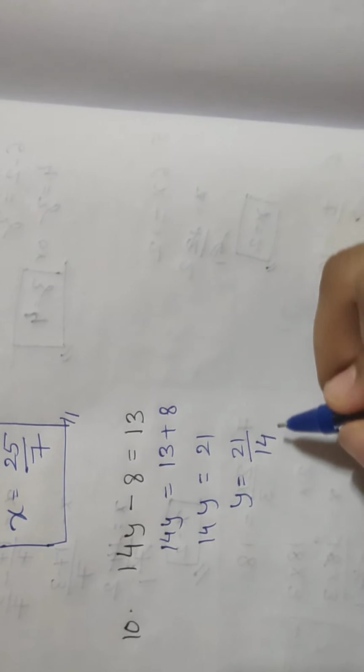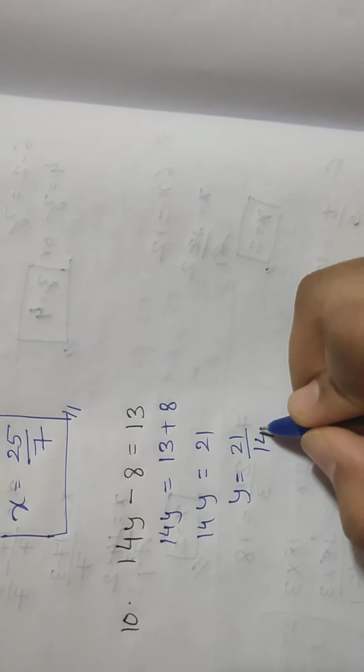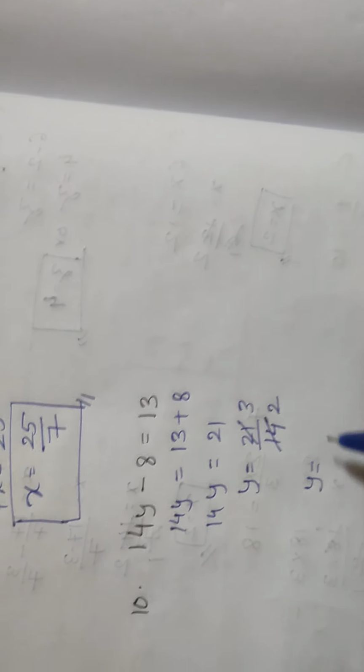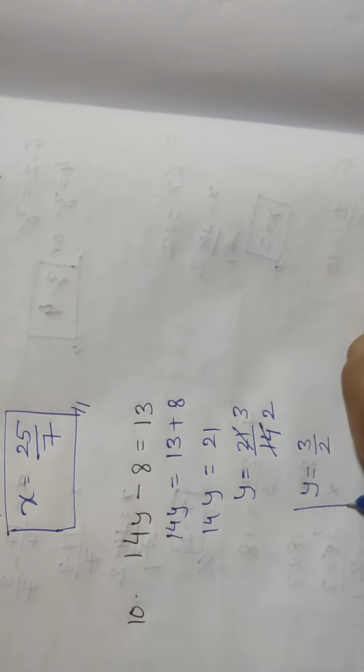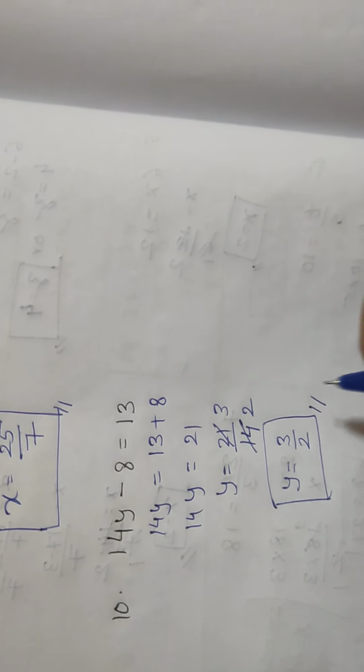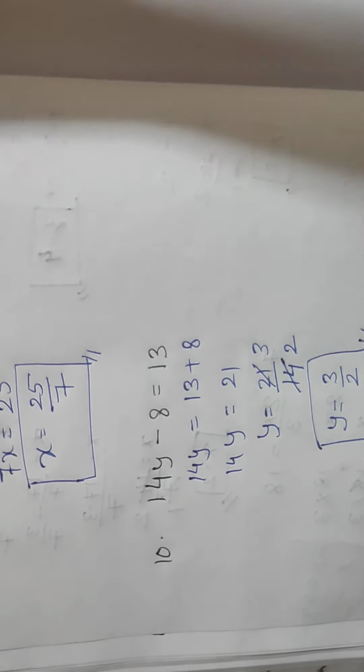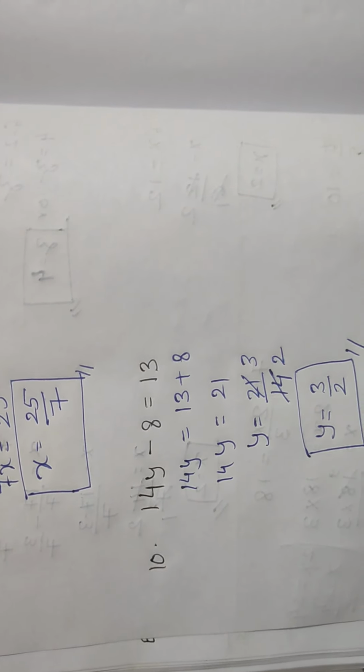Now if we see here, 7 is the common multiple. So 7 2s are 14, 7 3s are 21. So we can say y is equals to 3 upon 2. This is the solution of this equation. Okay, this is all about question number 10. Now let us see question number 11.